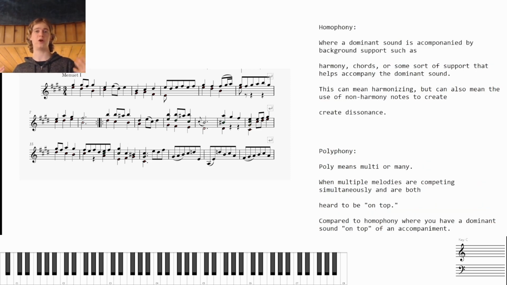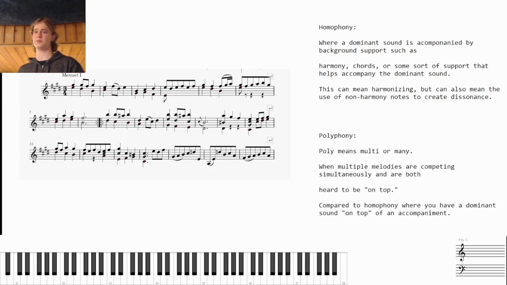First, we have the term homophony, where a dominant sound is accompanied by a background support such as a harmony, chords, or some sort of support that helps accompany the dominant sound. So like I was describing before, you have that melody going on, and then you have instruments in the background, and they're helping the background of that melody. So this can mean harmonizing, but this can also mean the use of non-harmony notes to create dissonance. It's just saying that there's one player that's more dominant, the one that's actually doing the melody, and then there are other instruments creating sort of the background.